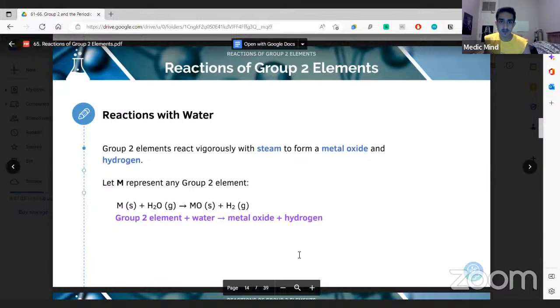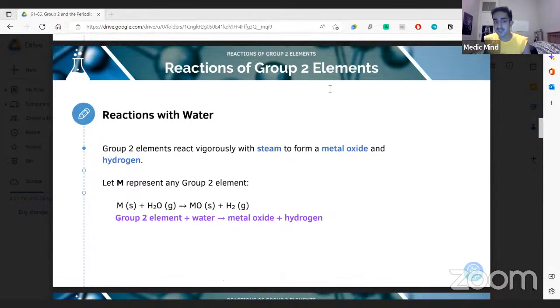In the case of steam, group 2 elements react vigorously with steam to form a metal oxide. So not metal hydroxide, but they form a metal oxide and hydrogen. Really important to differentiate that. I'm going to give you a second to write this down here.